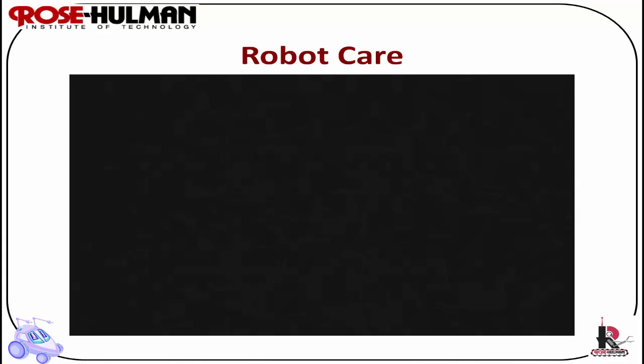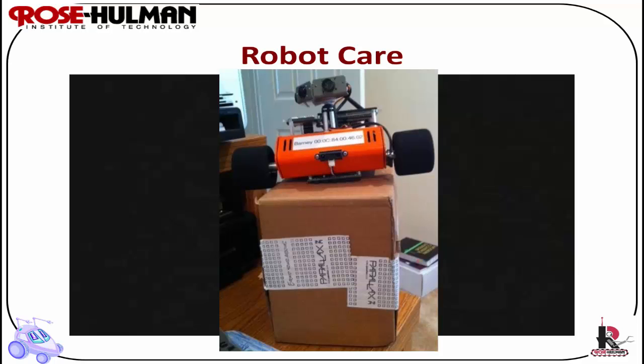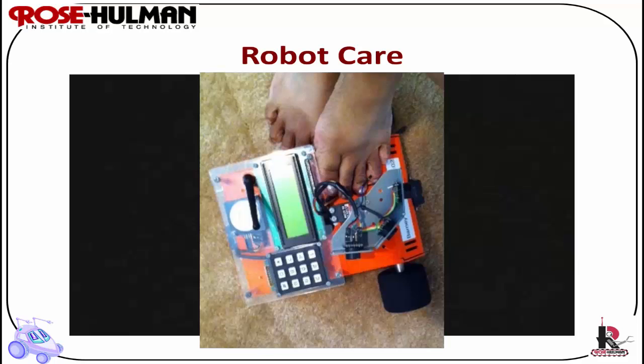One of the first things I always talk about in this course is robot care. I want you to treat my robot like it was your baby. My robots are very important to me. That means if you're testing the robot on a table, you put it on a test stand. If you're testing the robot on the floor, you make sure of where you're stepping and that it doesn't get in the way of other people walking.